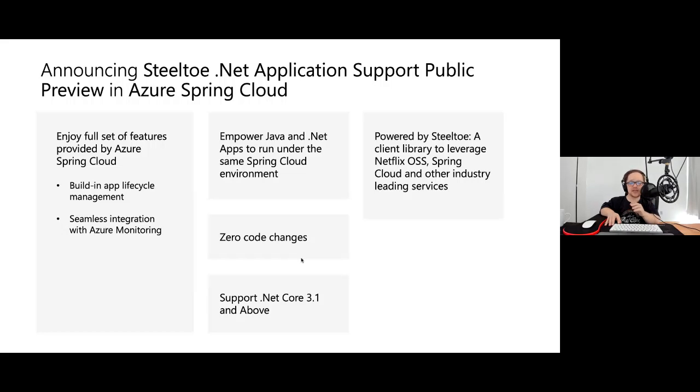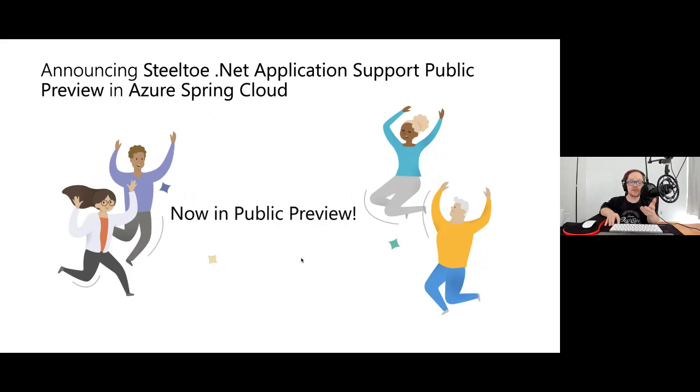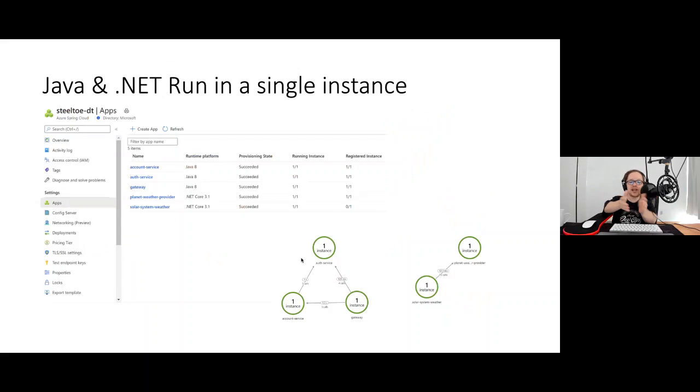Zero code changes, .NET Core 3.1 and above. And it's powered by Steeltoe, and Steeltoe really is an old framework that leverages Netflix OSS, Spring Cloud, and other industry-leading services to give you a microservice framework that is really focused to take the power of .NET Core and then place it in the cloud. It's also got Visual Studio support to publish Steeltoe .NET apps to Azure Spring Cloud, and that's coming soon. So sign up for it. It's in public preview. And this is what it looks like.